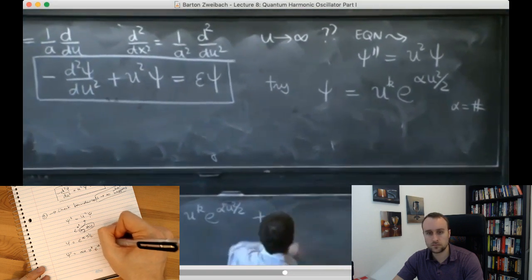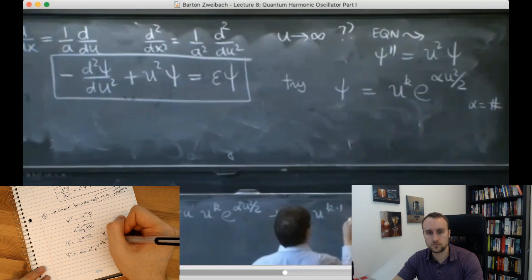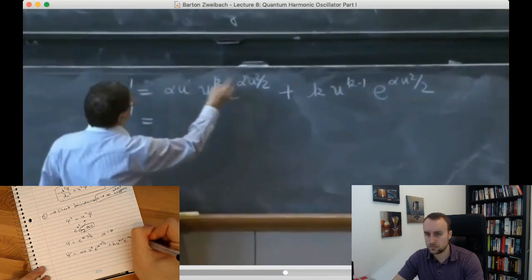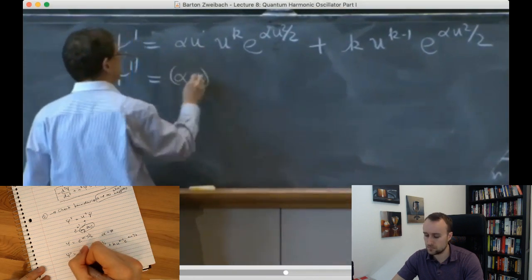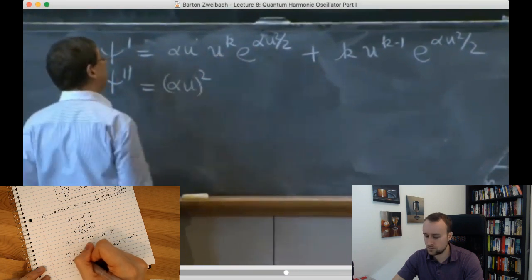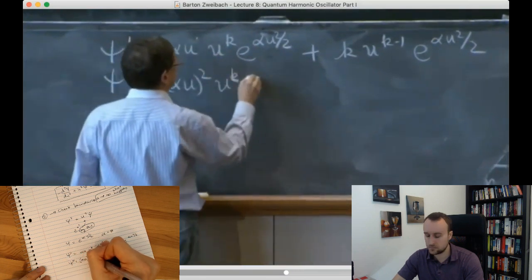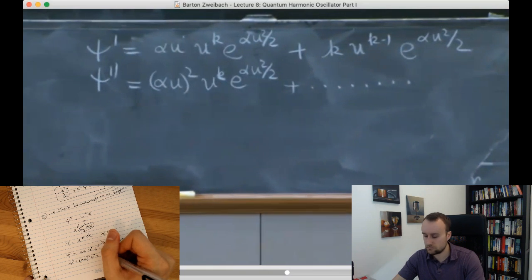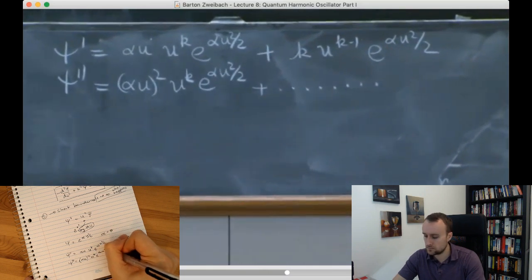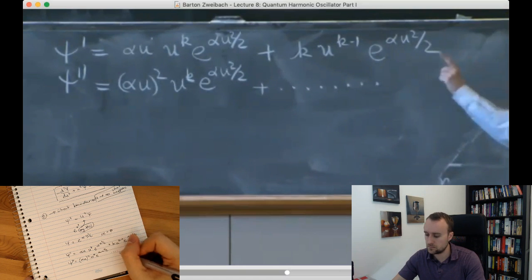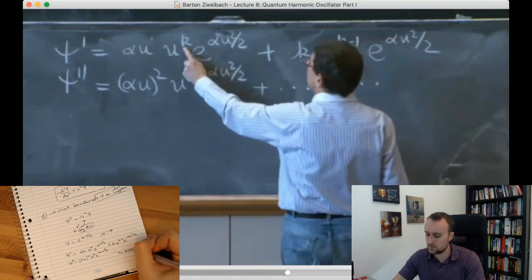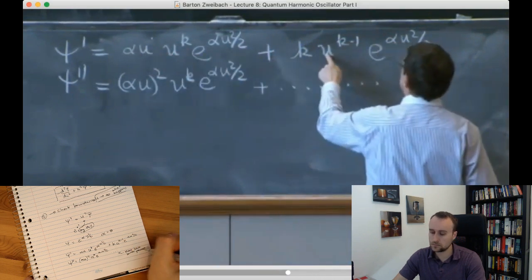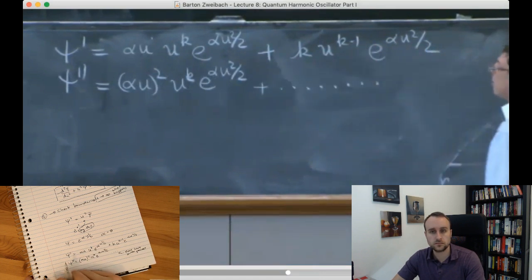And then you will get a term where you differentiate the power. So you get k u to the k minus 1 e to the alpha u squared over 2. If you take a second derivative, well, I can differentiate the exponential again, so I will get alpha u now squared, because each derivative of this exponent produces a factor of alpha u to the k e to the alpha u squared over 2. And a couple more terms that they all have fewer powers of u, because this term already has u to the k plus 1, and this has u to the k minus 1. They differ by 2 powers of u.